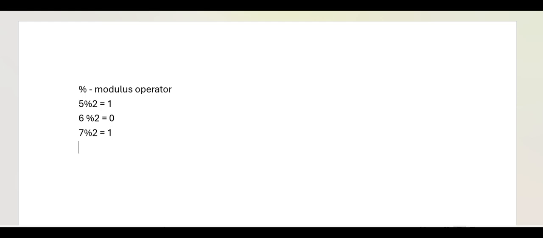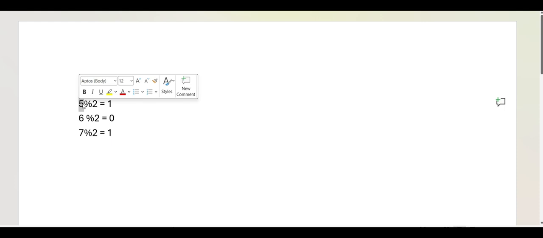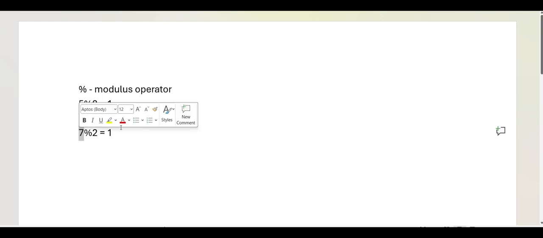Now, any number that is modulus by 2, once that result is equal to 0, the number is even. So take, for example, 6 modulus 2 is equal to 0. That means that the number 6 is even. 5 modulus 2 is equal to 1. So that would mean the number 5 is not even. And a number that is not even will be considered odd. All right? And 7 modulus 2, since it's equal to 1, that means 7 is not even, but it's odd.